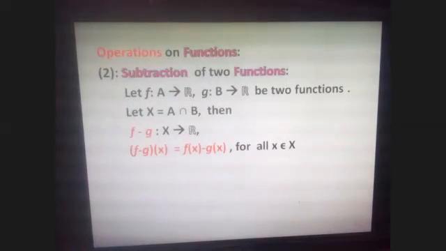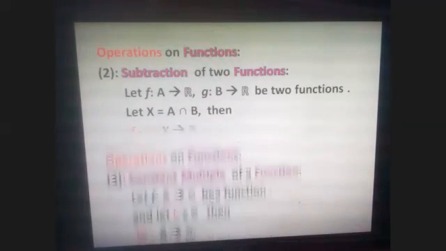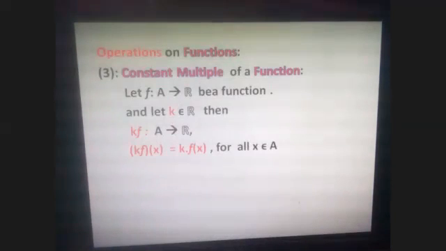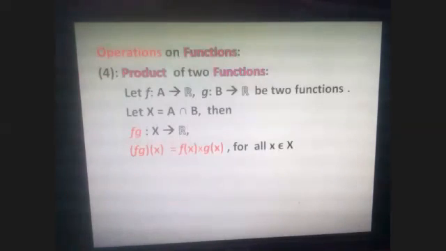Similarly, subtraction, same definition. The domain of f minus g is also A intersection B, and (f minus g)(x) is f(x) minus g(x). Constant multiple of a function: f is a function from A to R, k is any real number, then kf is also from A to R. (kf)(x) will be k into f(x), where k is a real number.